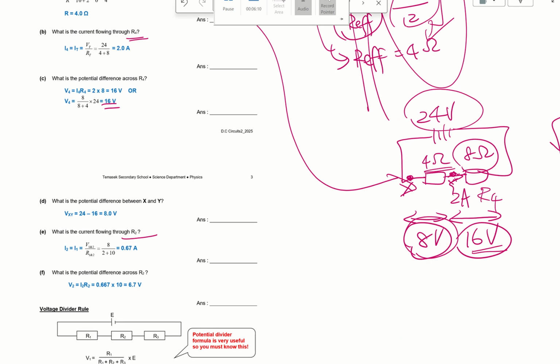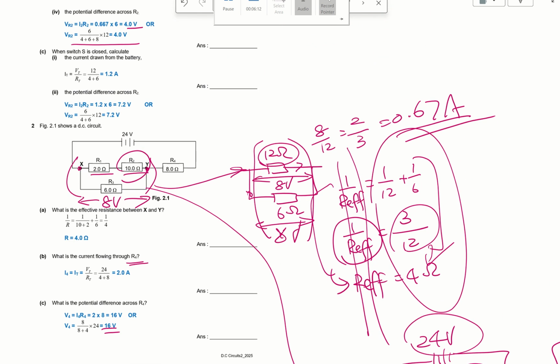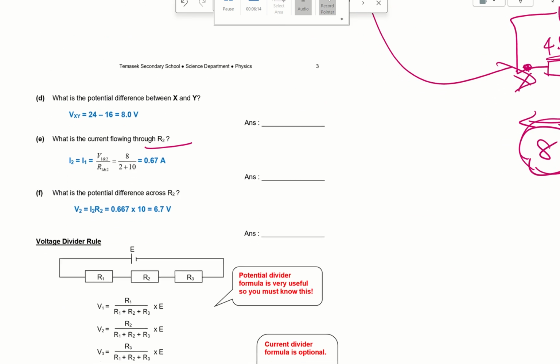Then what's the potential difference across R2? We'll just apply our V equals IR. You should get 6.7 volts.